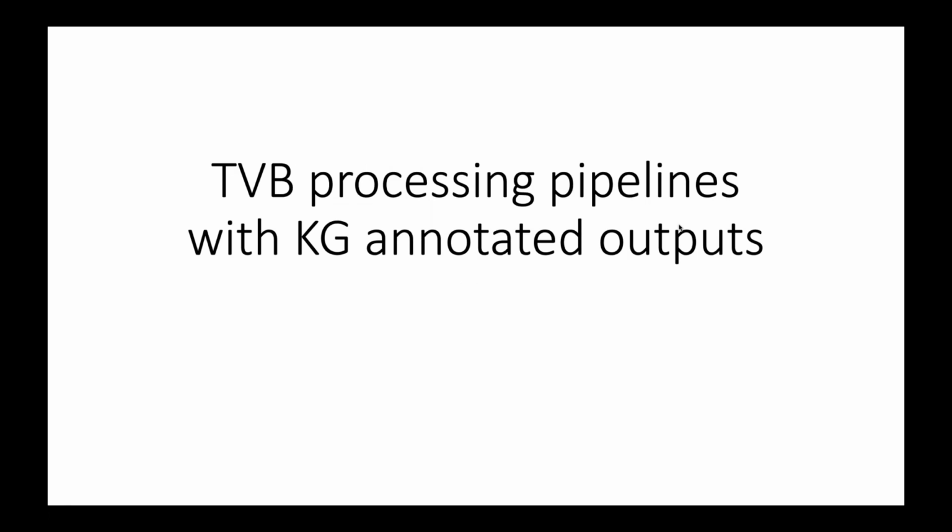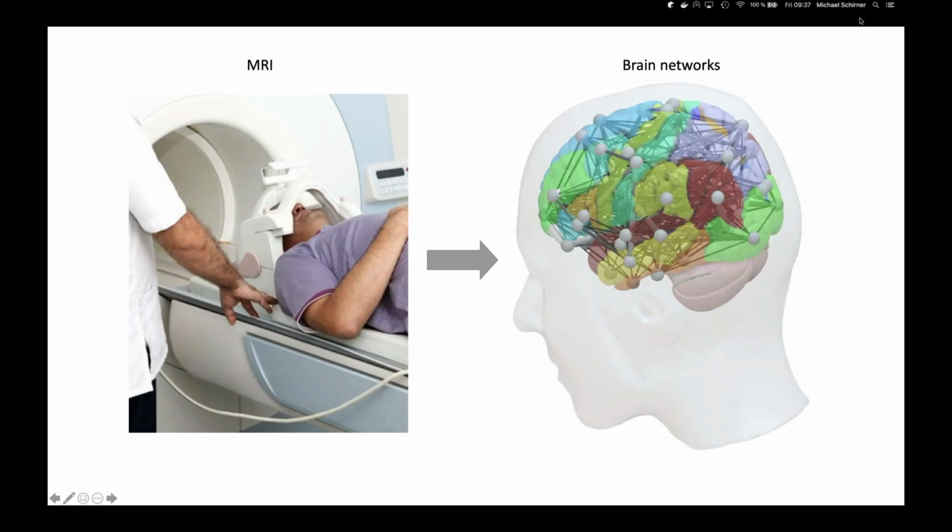What is the goal of this processing pipeline? In a nutshell, someone has MRI data and wants to study brain networks. So the input of this pipeline is MRI data, and the output is a specification of structural and functional brain networks, basically. So this is the one sentence answer.